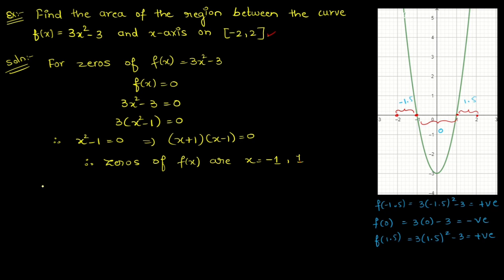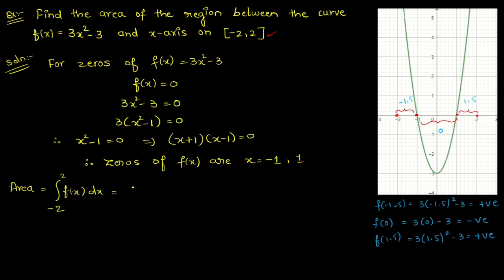So now the second step is to find out the area. That is to divide into different subintervals. Here the given integral is from minus 2 to 2 of f of x dx. So we divide this into the different subintervals, that is, the 3 intervals.